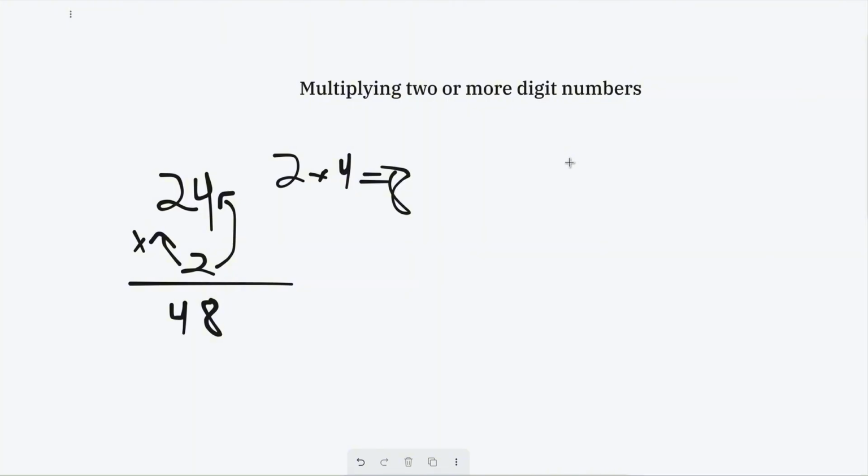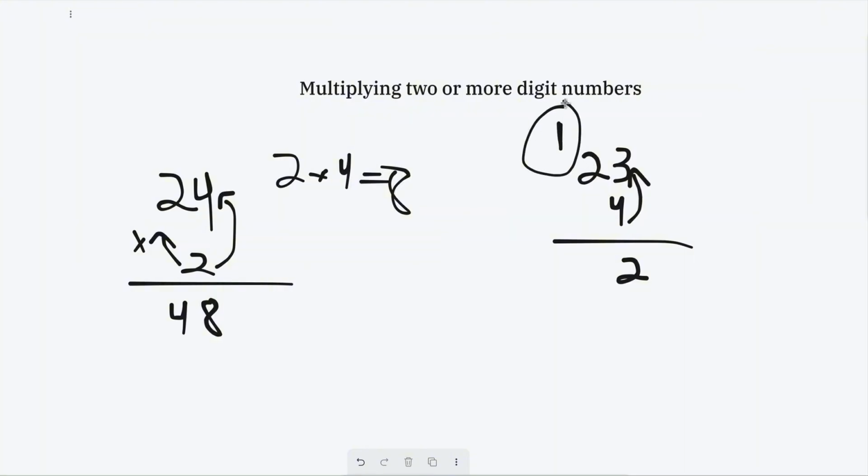Next we have 23 times 4. So this one's going to be a little more complicated. 4 times 3 equals 12. So we'll write the 2, but then we can't write the 1 yet. We have to look: is the top number that we multiplied by the last number? Nope, because we still have the 2. So we'll put the 1 off to the side right here. I'll circle it so we don't forget it. And then we'll just go on to the next number.